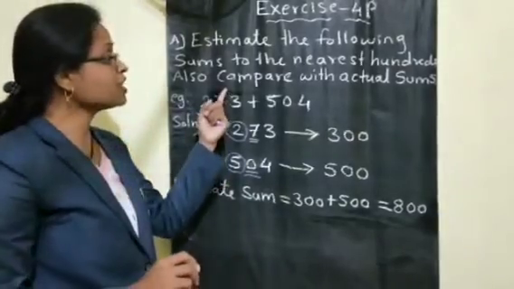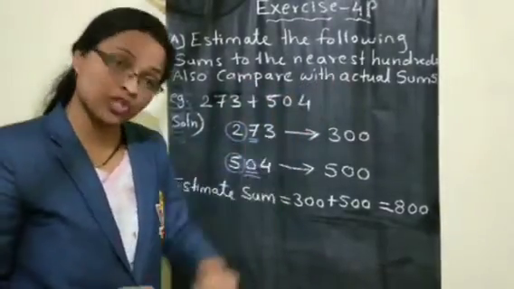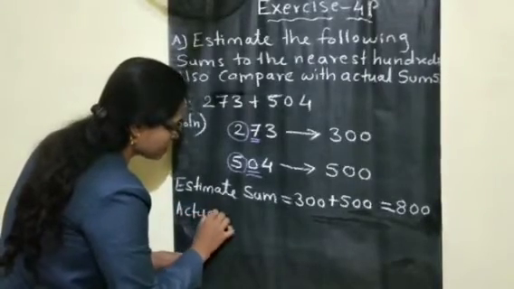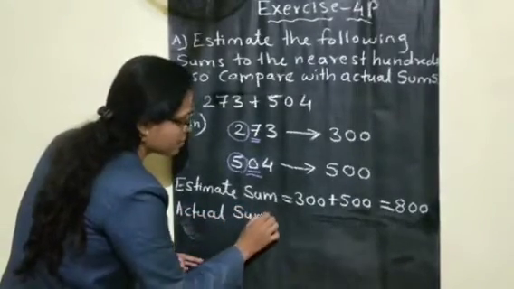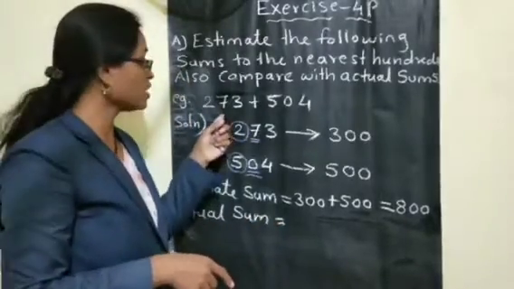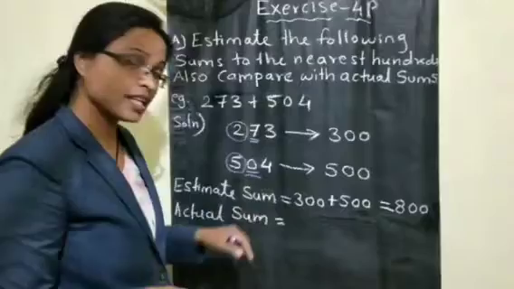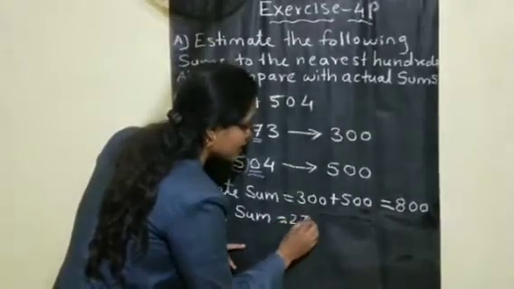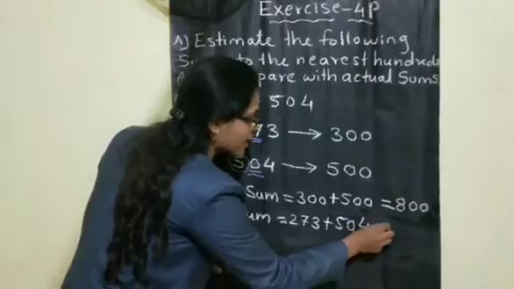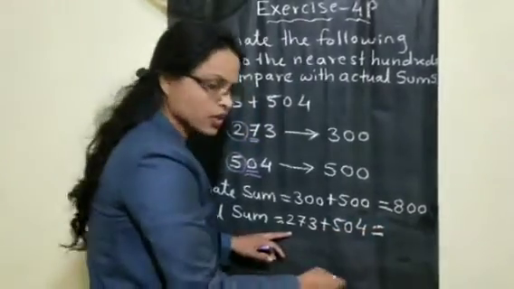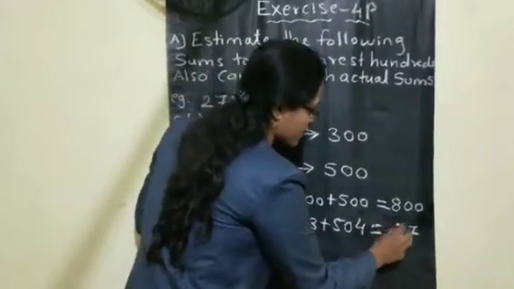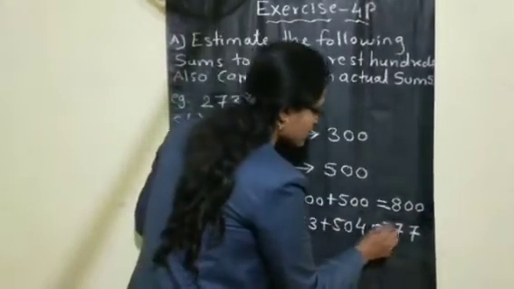Also, the question is what? Compare with the actual sum. So both ways you have to find the answer. So the actual sum we are finding of the original numbers. Actual numbers, that is 273 plus 504. So 273 plus 504. So directly also you can add: 3 plus 4, 7. 7 plus 0, 7. 5 plus 2, 7.